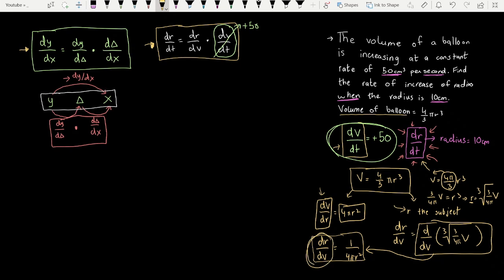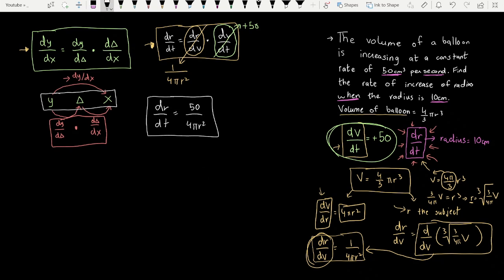So in our case, this dr by dv is just equal to 1 by 4 pi r squared. So now we know that our dr by dt is going to be equal to 1 over 4 pi r squared multiplied by positive 50. And all of this is just going to give you 50 over 4 pi r squared. And see, this is the formula for dr by dt.